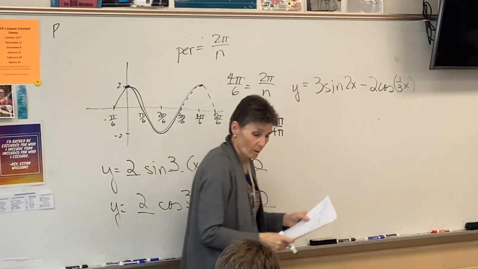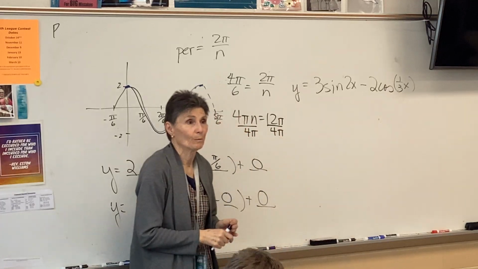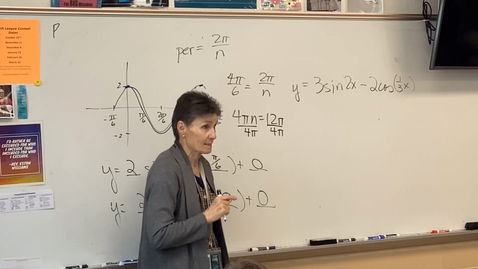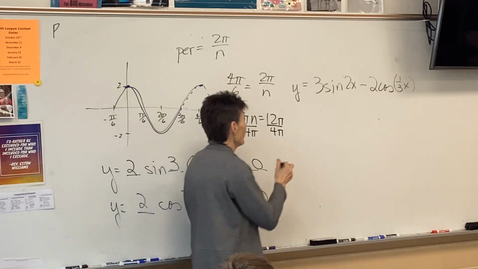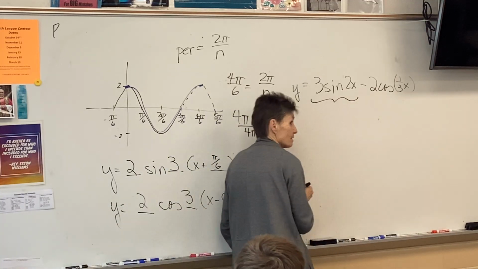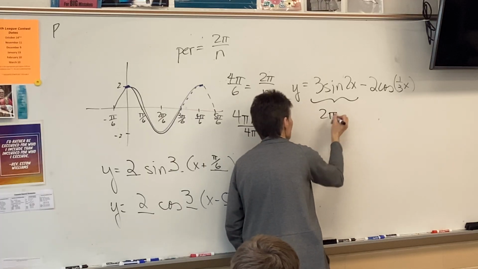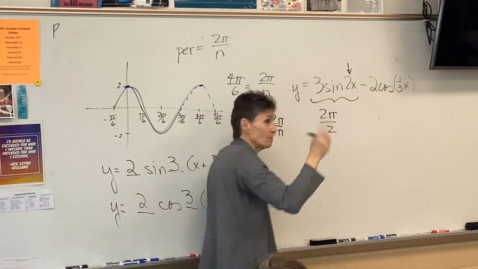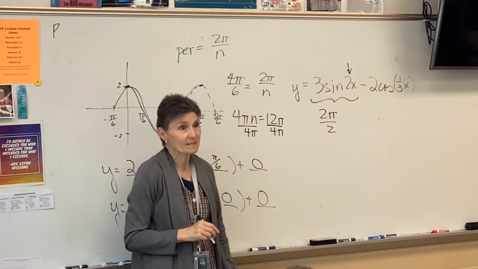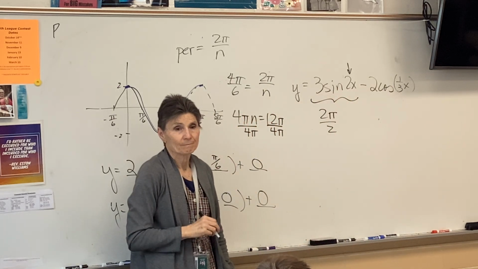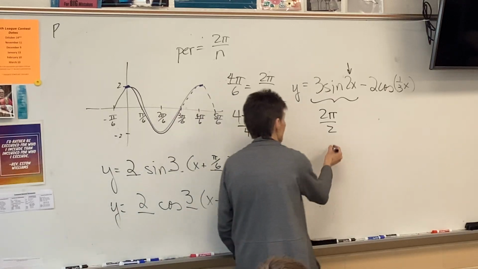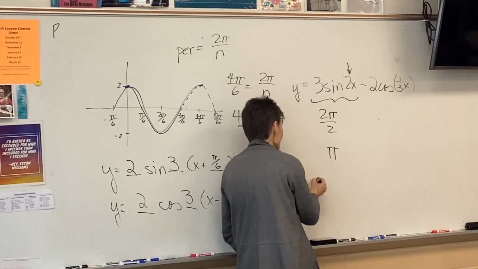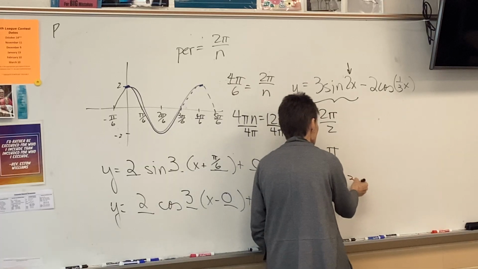Okay, so what is the first thing we do? We find the period of each piece. So what is the period of this? 2 pi divided by 2? Remember, this number divides the period. And what is the period of a sine? 2 pi. So this one is pi. This period is pi. That means every pi it repeats.